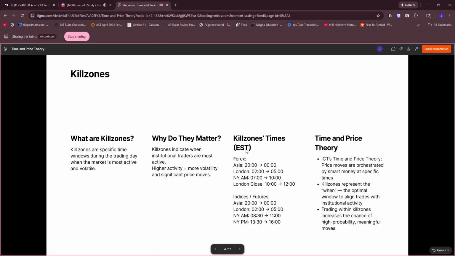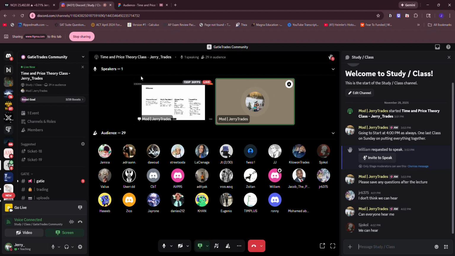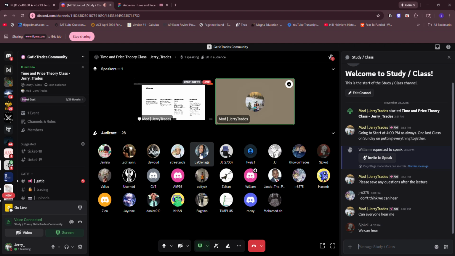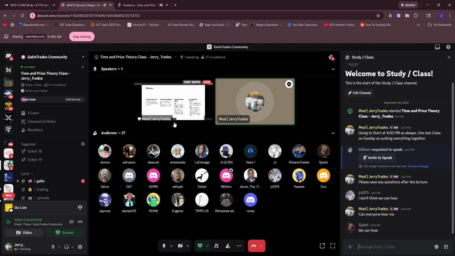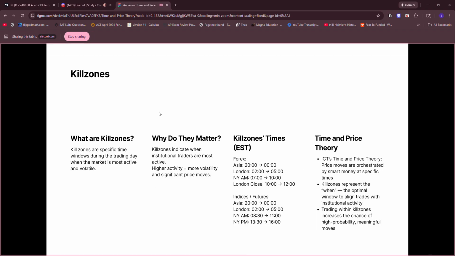But as we continue, why would a footprint, such as a PDA array, matter if the smart money isn't there? If we think about it, just because we see a footprint, let's say an imbalance, doesn't mean smart money's entering at that level. So that's basically the premise of kill zones, entering when smart money is most active.